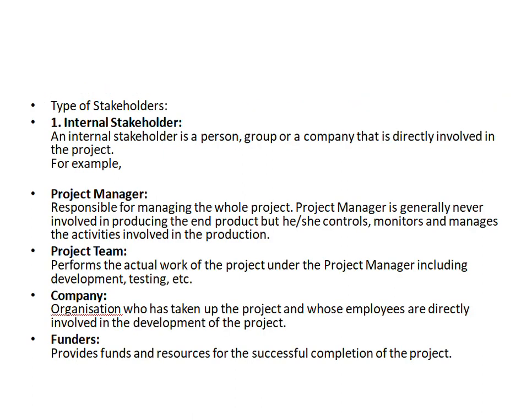Here are the types of stakeholder. The internal stakeholder is a person, group, or company that is directly involved in the project. For example, the project manager is responsible for managing the whole project. The project manager is generally never involved in producing the end product, but controls, monitors, and manages the activities involved in production. The project team performs the actual work of the project under the project manager, including development and testing. The company is the organization which has taken on the project and whose employees are directly involved in its development. The funder provides the funds and resources for the successful completion of the project.